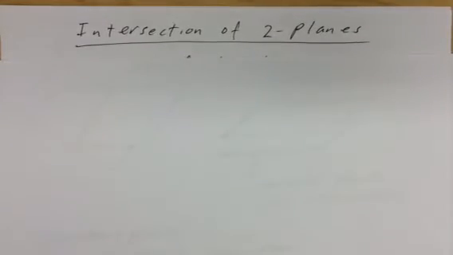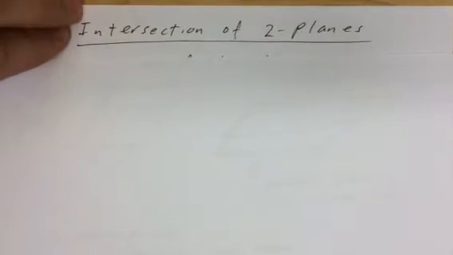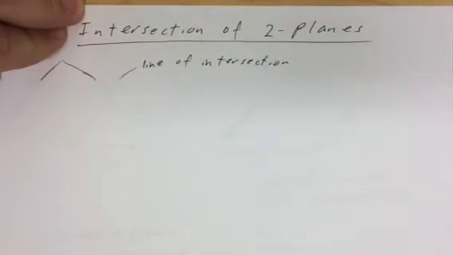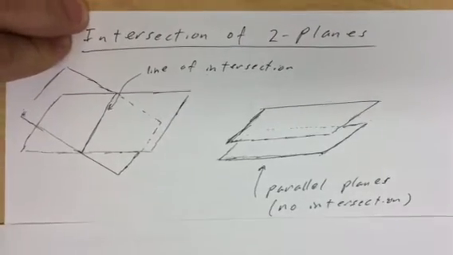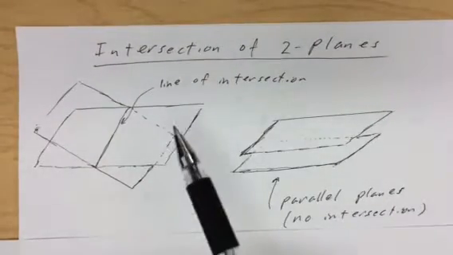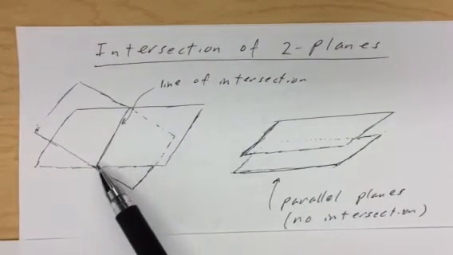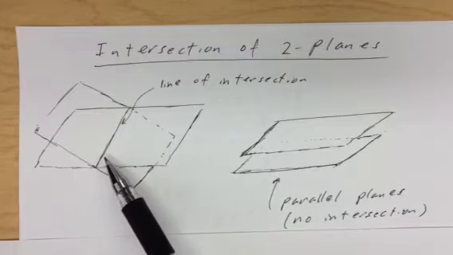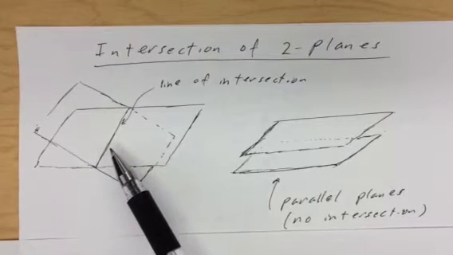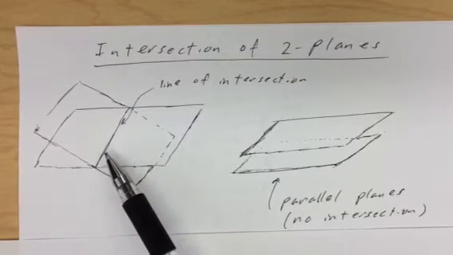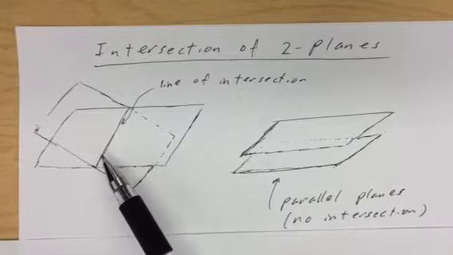Okay, so here is a lesson on intersection of two planes. We have a couple situations here. I'll describe them. The first situation is where the two planes intersect at a line. This is probably the most common one. If you have two random planes, they will intersect at a line.